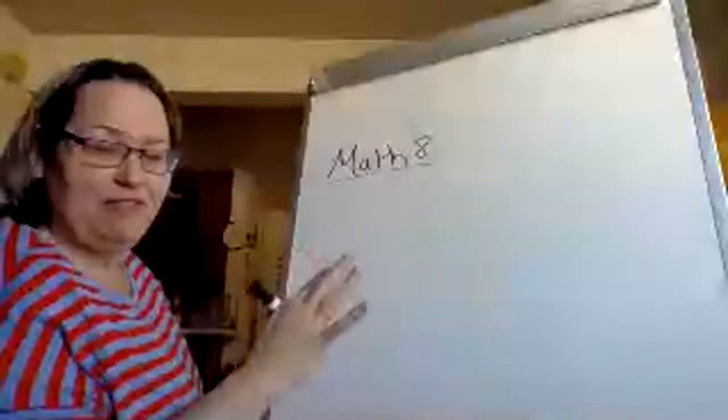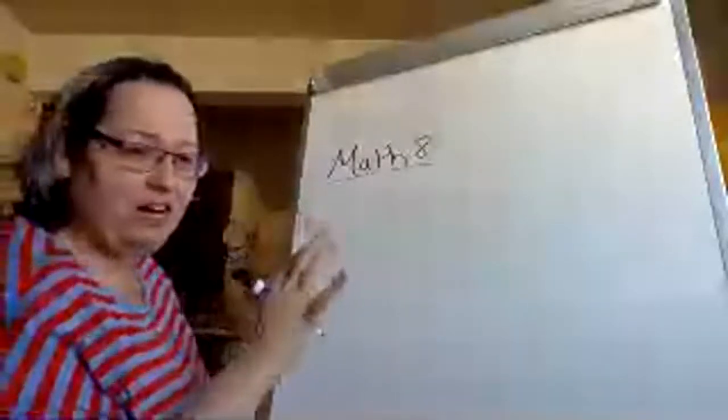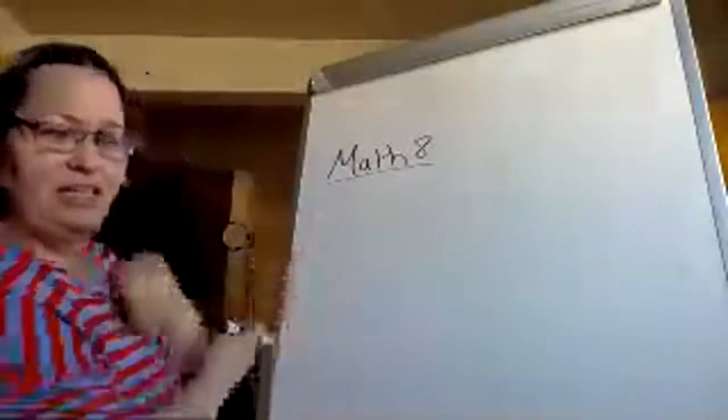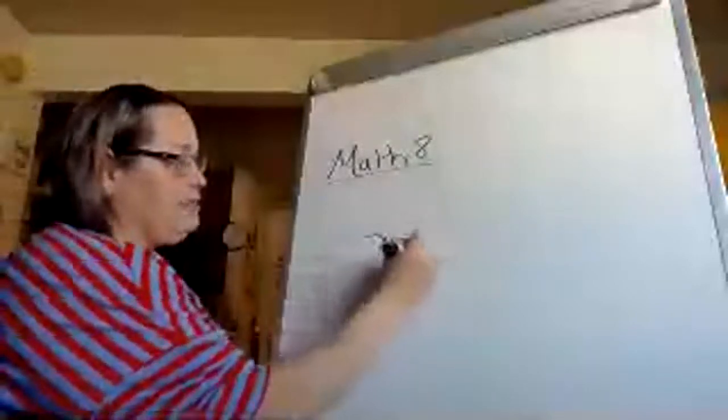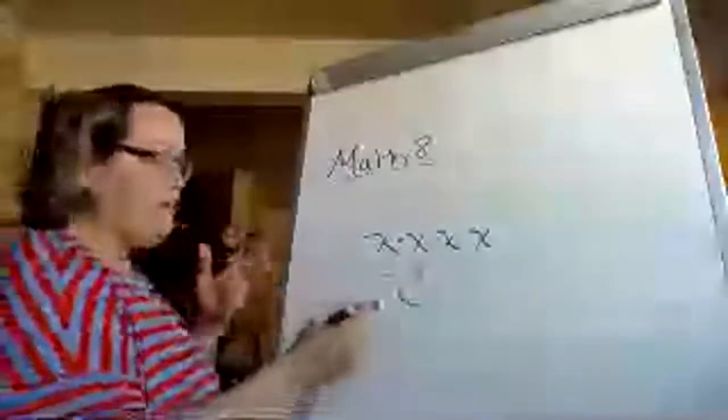Sorry about that, guys. Okay, so what I noticed on grading some of the problems you guys have done on Edpuzzle: if I have x times x times x times x, that will give me x to the fourth power. Now, there are a few of you that aren't using the x's, you're using a number instead. So you shouldn't do that.